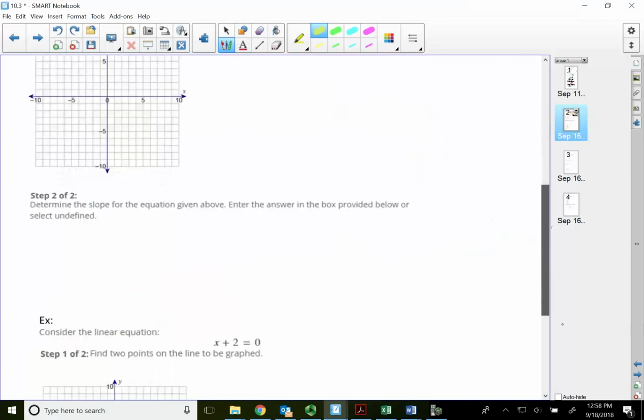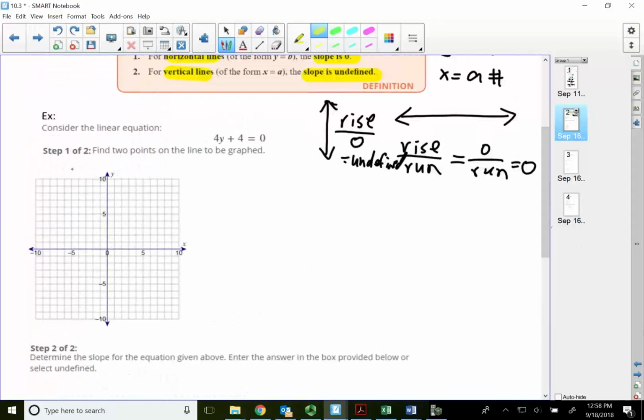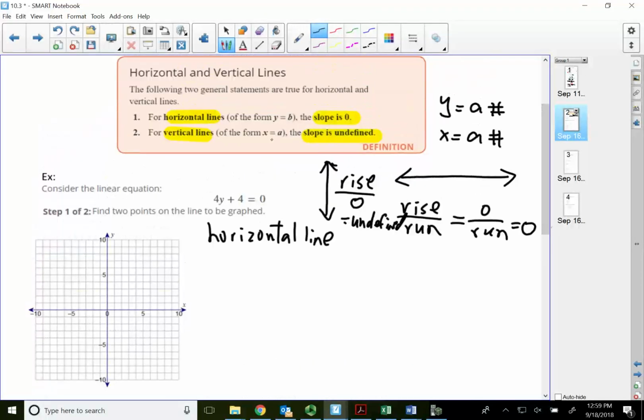All right, so let's try these 2 examples real quick. Find 2 points on the line to be graphed. So let's take a look. 4y plus 4 equal to 0. When you see you have to graph an equation like this where there's no variable x, you already know this is going to be a horizontal line, just by memorizing what we said up here about what the equation looks like. So 4y equal to negative 4, right? Move the positive 4 over. Divide both sides by 4, so y equal to negative 1.